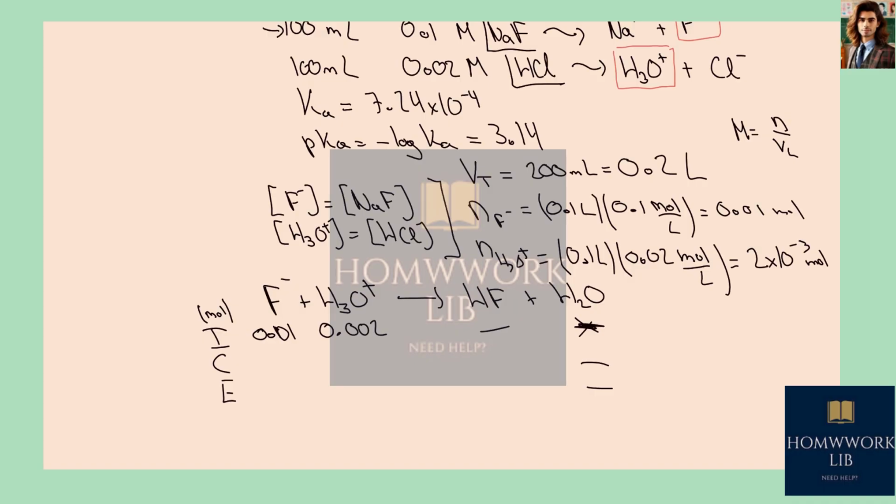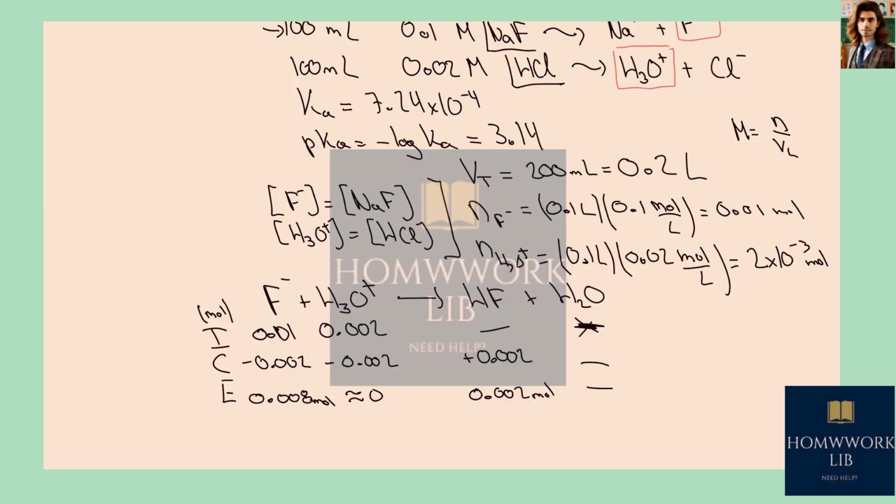So, as you can see clearly here, the limiting reagent is H3O plus, the hydronium ion, and at equilibrium, we're going to end up with something close to 0. Of F minus, 0.01 minus 0.002, this is 0.008. And of HF, I'm going to have 0.002. And all of this is going to be in mole.